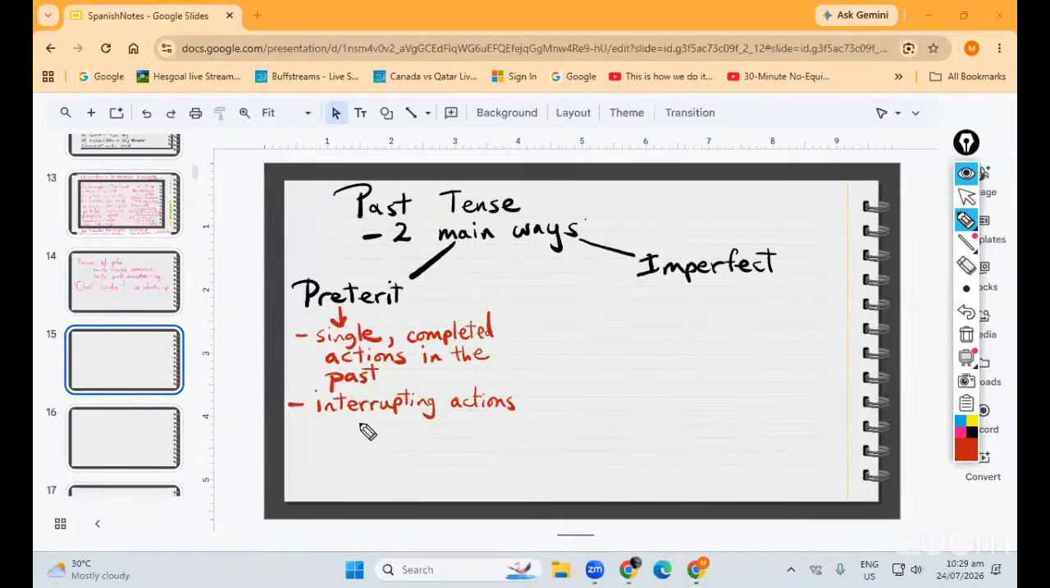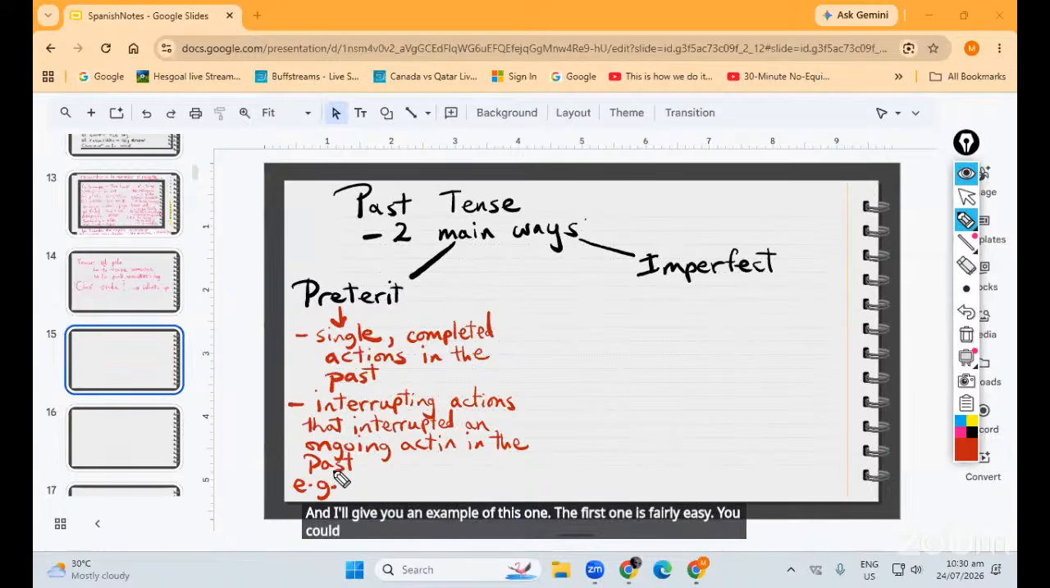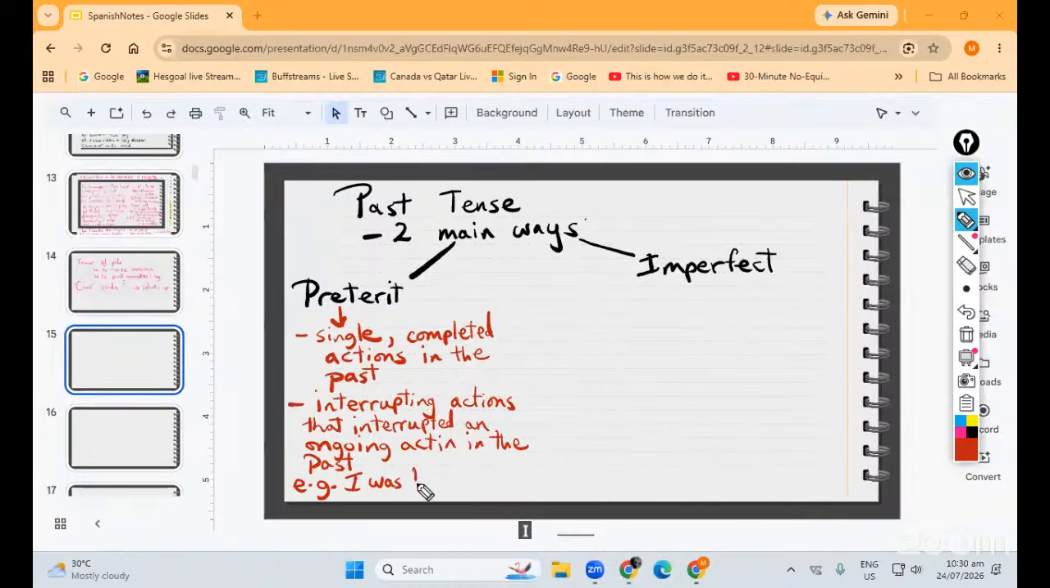Right? That interrupted an ongoing action in the past. Right? And I'll give you an example of this one. The first one is fairly easy. You could figure out easy. Okay, it was in the past. It's done. Great. So an example for this one though is I was teaching.